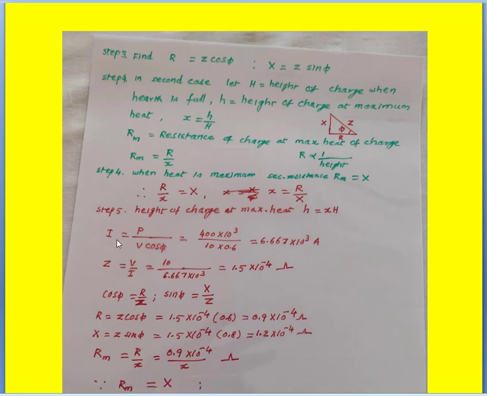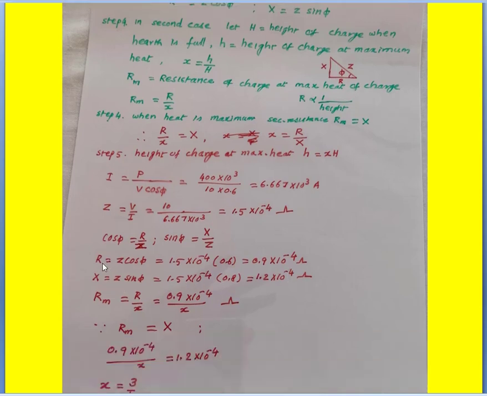So we know the supply voltage and we know the furnace current. So we can calculate what is the furnace equivalent circuit impedance. That is Z is equal to V divided by I. That is 10 divided by 6.67 kiloamperes. So we get 1.5 into 10 power minus 4 ohms as the impedance of the furnace. So from the impedance diagram we can write cos phi is equal to R by Z, sin phi as X by Z.